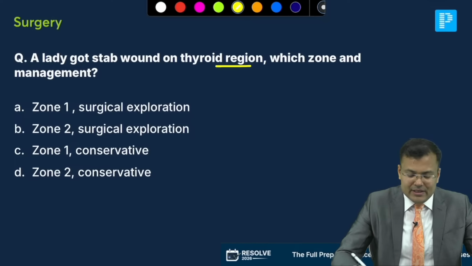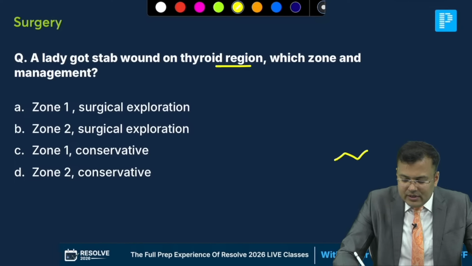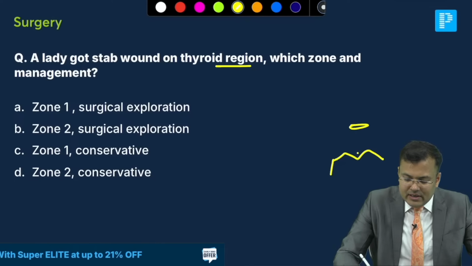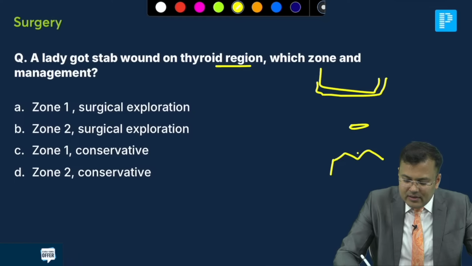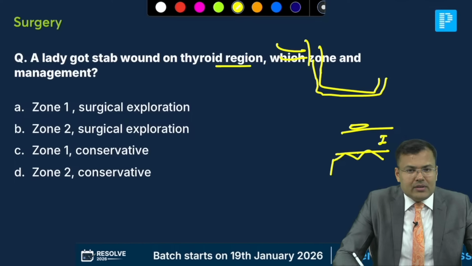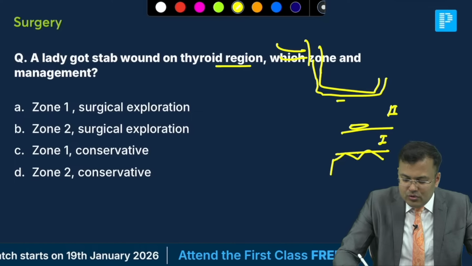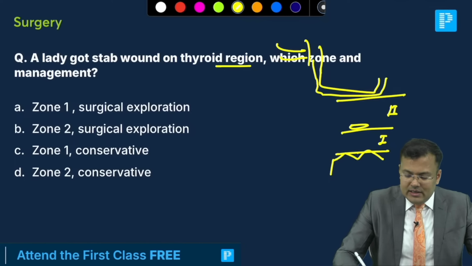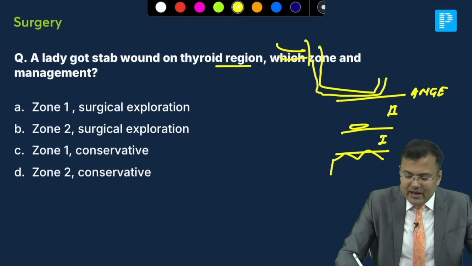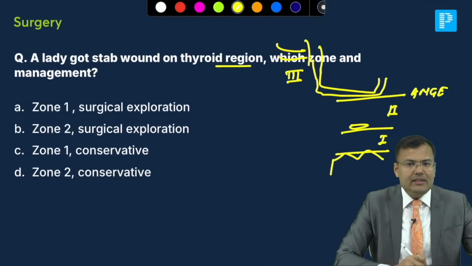Next, a lady got stab wound on thyroid region. Which zone and management? So if you see the zone, this is suprasternal notch. This is cricoid cartilage. This is angle of mandible, and this is base of skull. So this is zone 1, from suprasternal notch to cricoid cartilage. Zone 2, from cricoid cartilage to angle of mandible, and from angle of mandible to base of skull, this is zone 3.